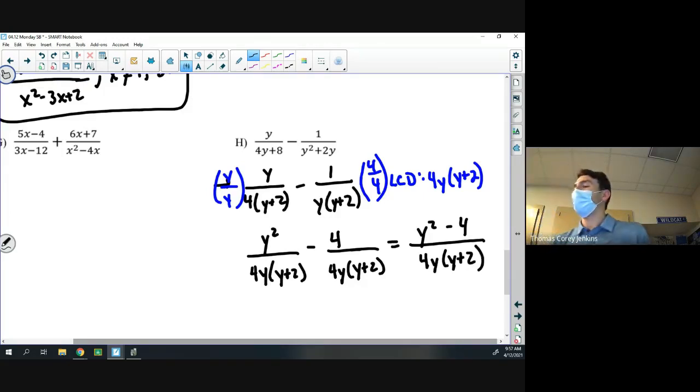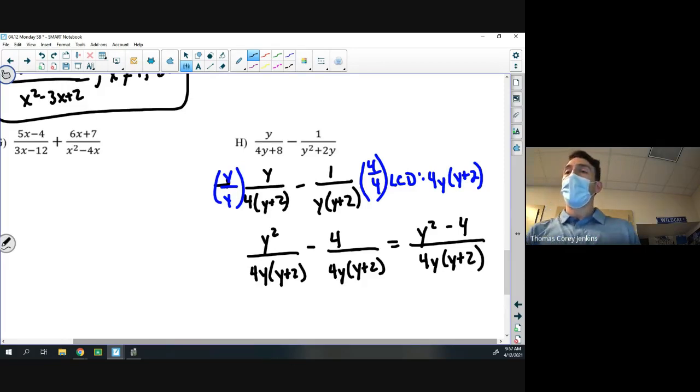So at this point, we've been pretty much done, but you always got to be careful, you know, to try to reduce at the end. Like, if you entered y squared minus 4 over 4y squared plus 8y, MathXL might say, okay, this is correct, but it's not simplified. So you got to be careful here and look to reduce if you can.